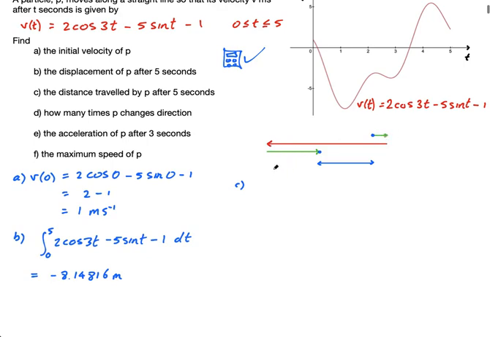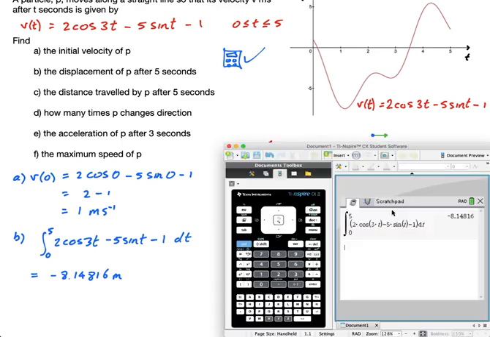So the distance traveled is the integral from 0 to 5 of the modulus of 2 cos 3t minus 5 sine t minus 1 dt. So what working do you have to write down? Well, that's it. You have to write down the integral, and then you can just write down the answer. What is this? It's going to be positive, and it's definitely going to be more than 8.14. Let's find out what it is.